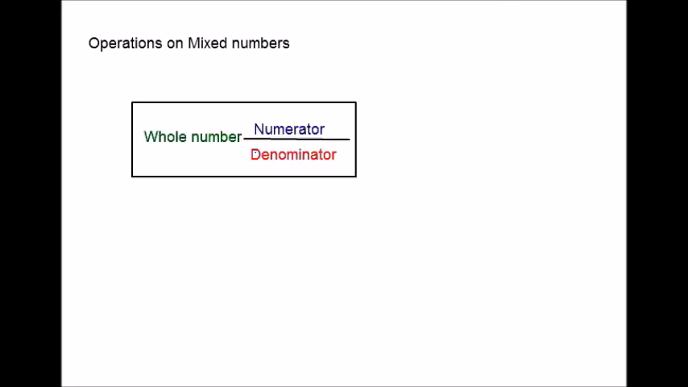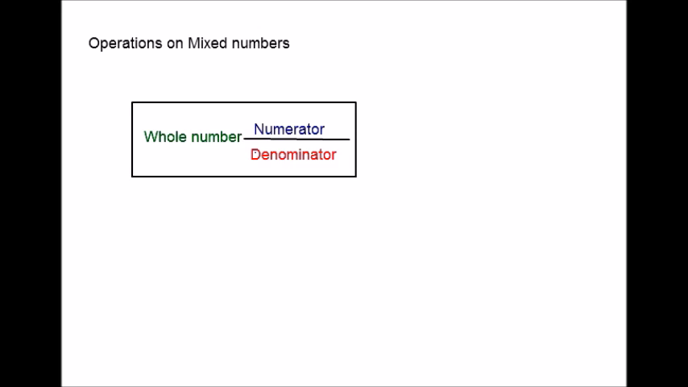In today's video, let us discuss operations on mixed numbers. This is how any mixed number would look. Let us start with how to convert any mixed number into an improper fraction. Let us follow these three steps to convert a mixed number into an improper fraction.